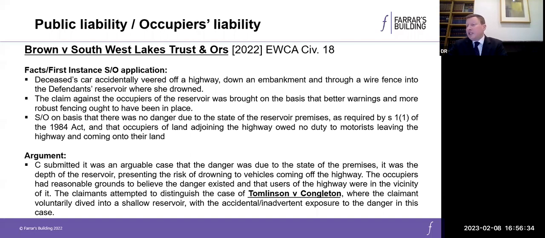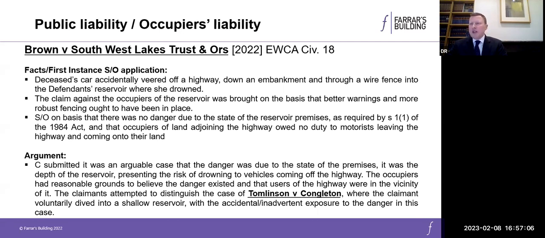And at first instance, the claim was struck out on the basis that there wasn't a danger due to the state of the reservoir premises. That's what's required by Section 1.1 of the 1984 Act. There wasn't such a danger because the reservoir wasn't defective in any way. It was just simply there. And the case was also dismissed on the basis that an occupier of land adjoining the highway didn't owe any duty to a motorist leaving the highway and coming onto the land.